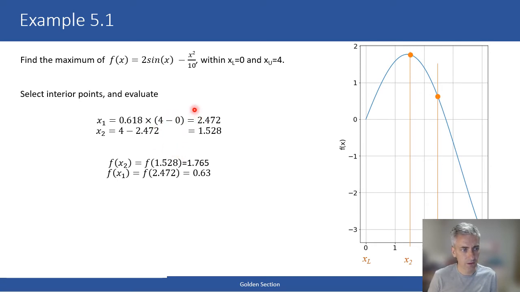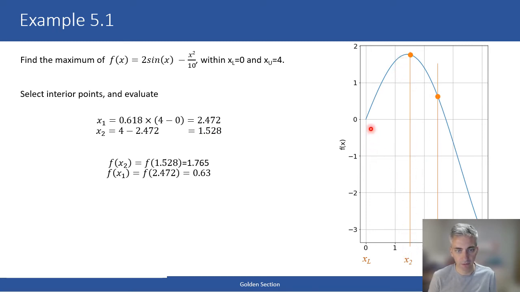So to find the peak, we should strategically use the golden ratio and select our next x value to be 61.8% of the way across the interval from 0 to 4. That turns out to be 2.472, which is this point here. And our second value should be 61.8% of the way from 4 to our lower bound, 0. That turns out to be 1.528, which is this position here.